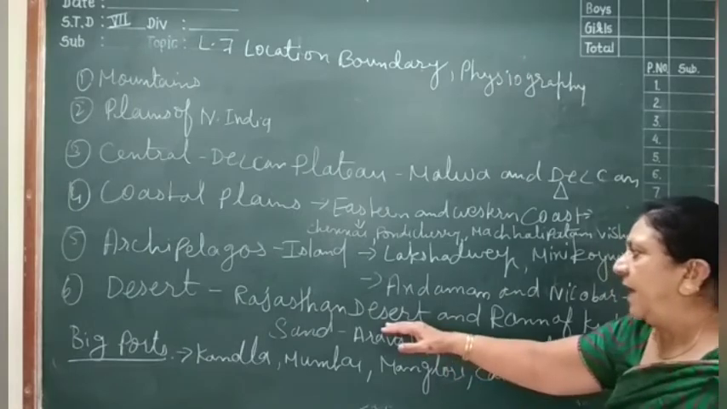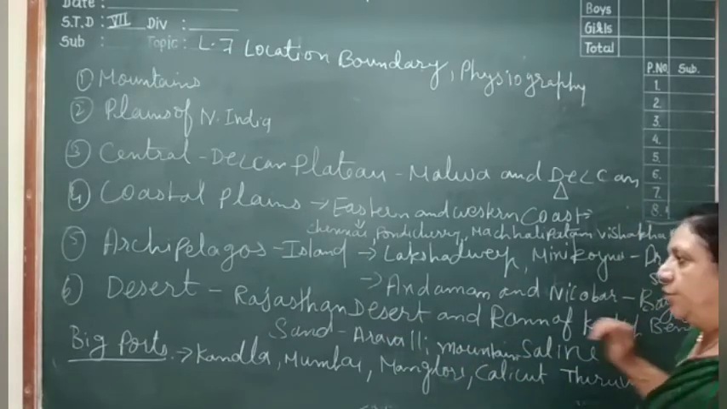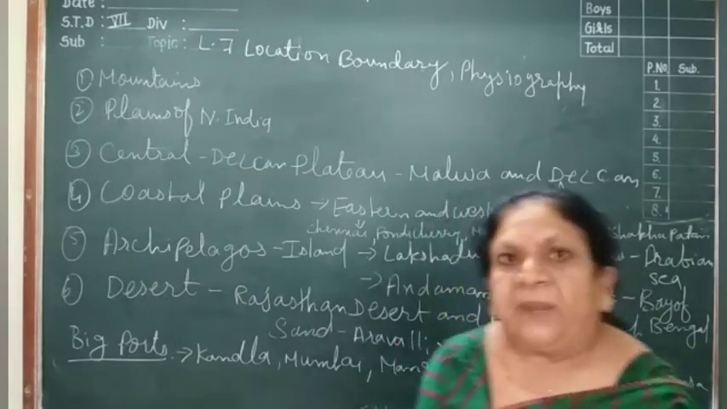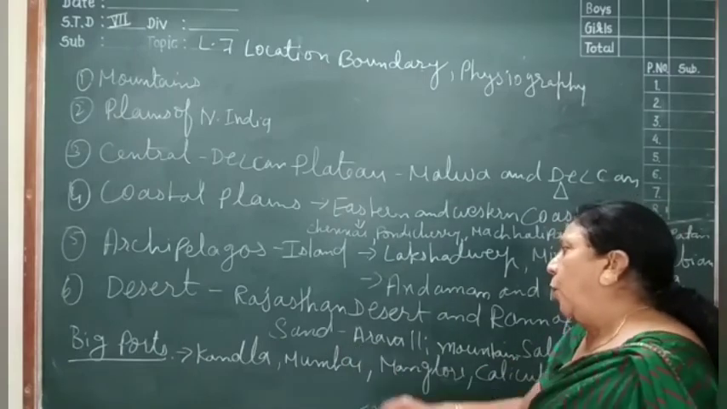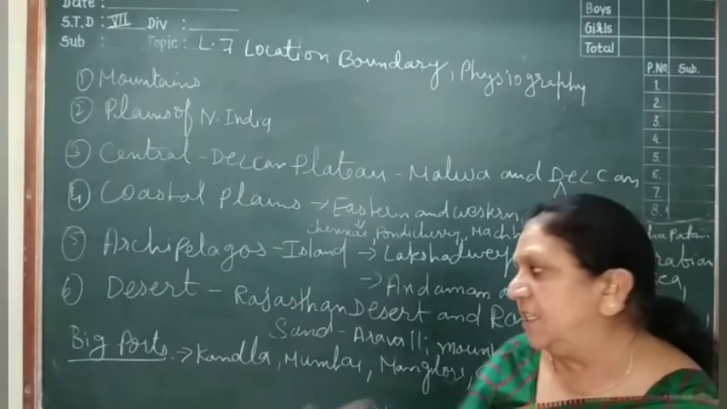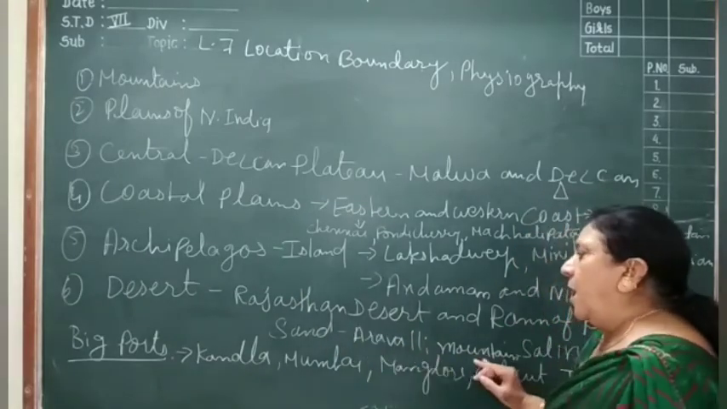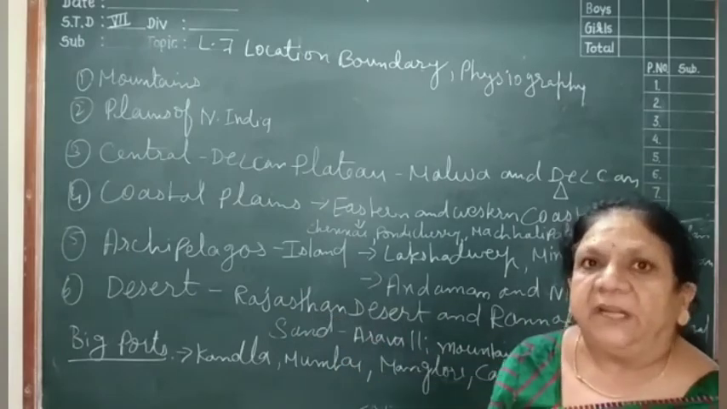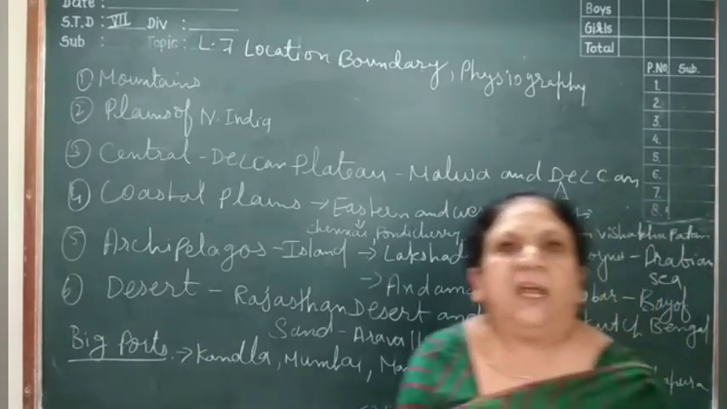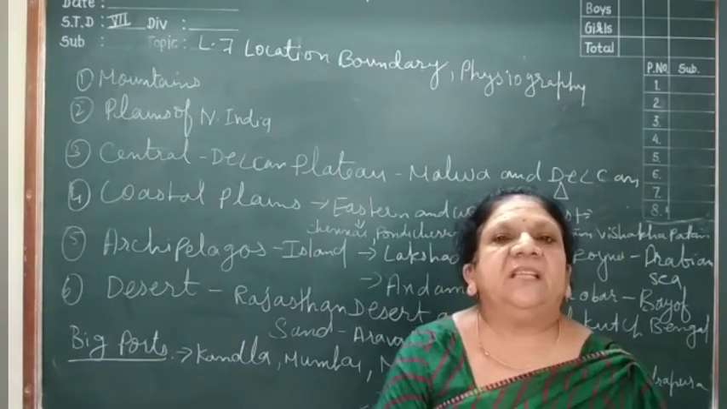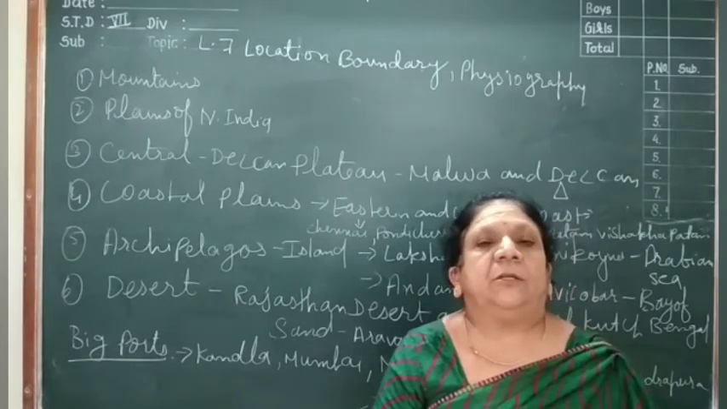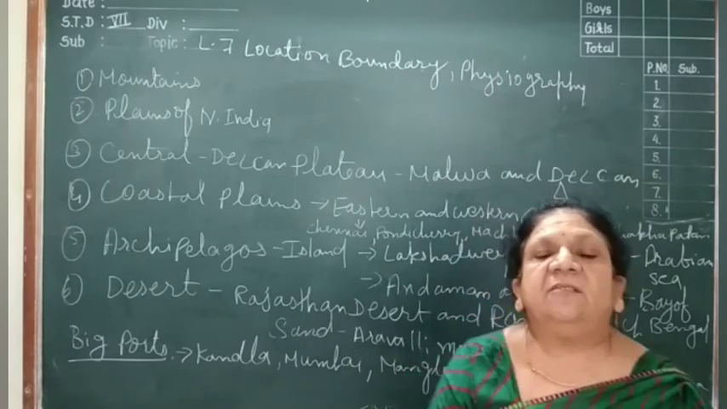There is a difference between the Rajasthan desert and the Rann of Kutch. The Rajasthan desert is only desert. Sand is there, and the Aravalli mountain passes through Rajasthan, and these are the desert. But there is a difference in the Rann of Kutch. What is that? The sand is saline, the sand is salty. So the sand is salty and white. Because of the salinity, the sand is white in color.